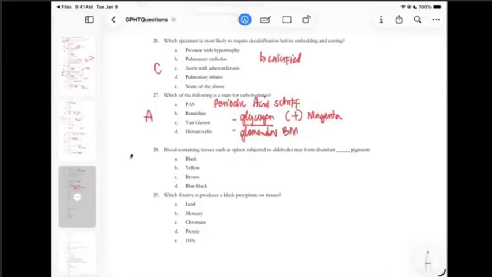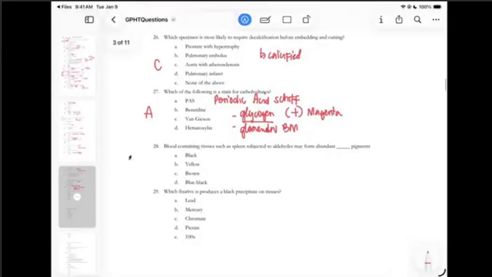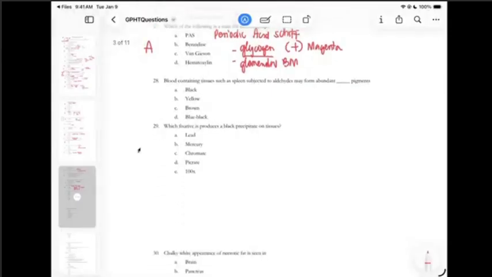Number 27, letter A. So benzidine, that's for hemoglobin. Van Gieson, that's a stain for collagen fibers. Hematoxylin, that's our nuclear stain. So 27, letter A. Number 28, so blood-containing tissues such as spleen, subjected to aldehydes.